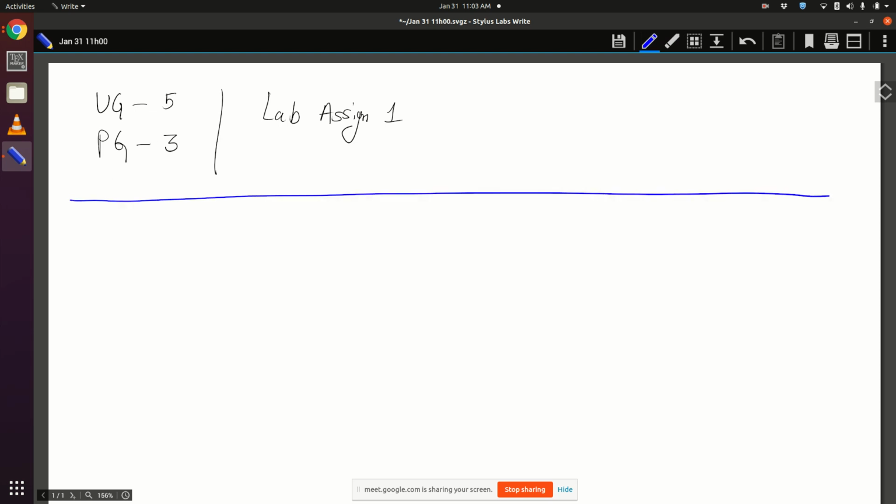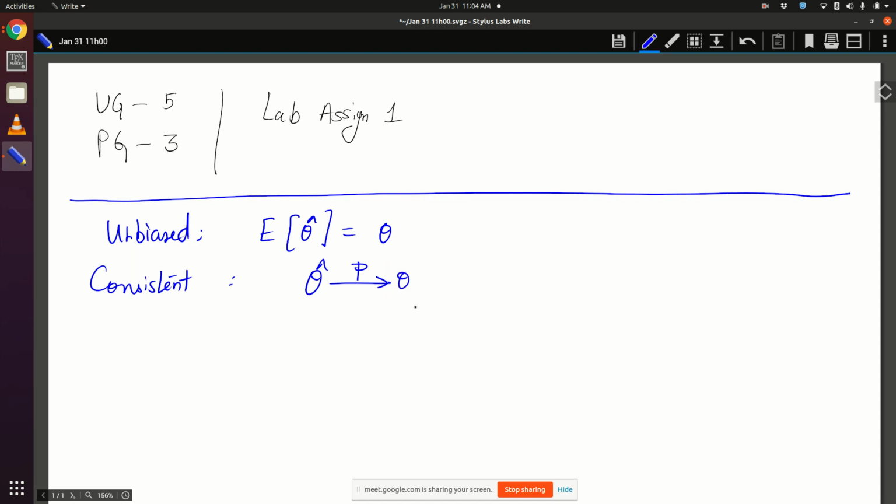So we were discussing estimators, and we looked at maximum likelihood estimators. A brief recap: an estimator is called unbiased when the expected value of theta n is equal to theta, and it is called consistent when theta n goes to theta in probability.